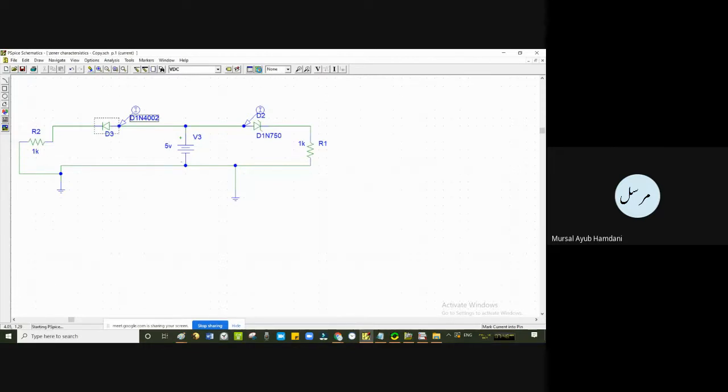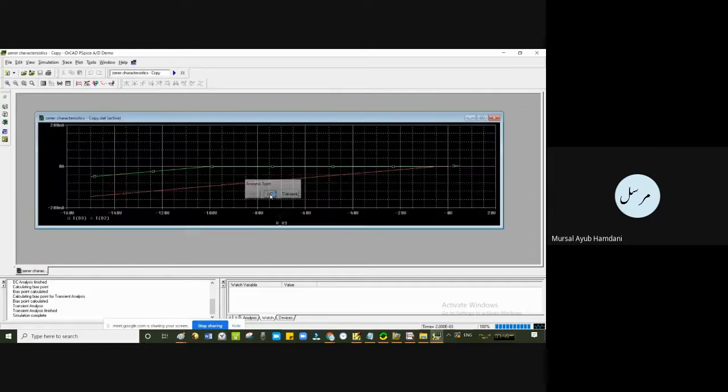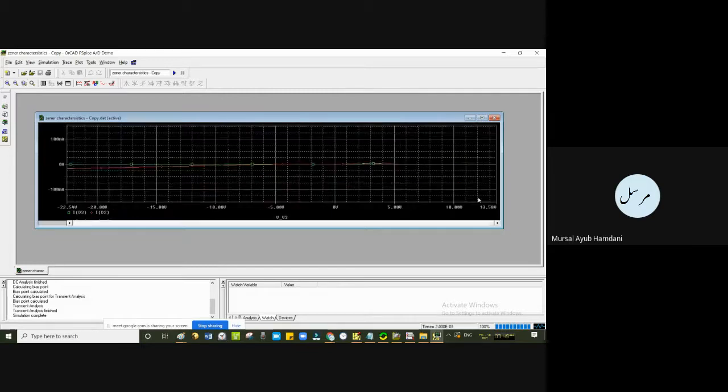Now because we are using a current marker, we will directly get the plot. DC analysis, okay. So now this is what we should get and this is what we will get. Now let me zoom to different portions of the plot. Clearly, let me mark the axis so that we can see things clearly.